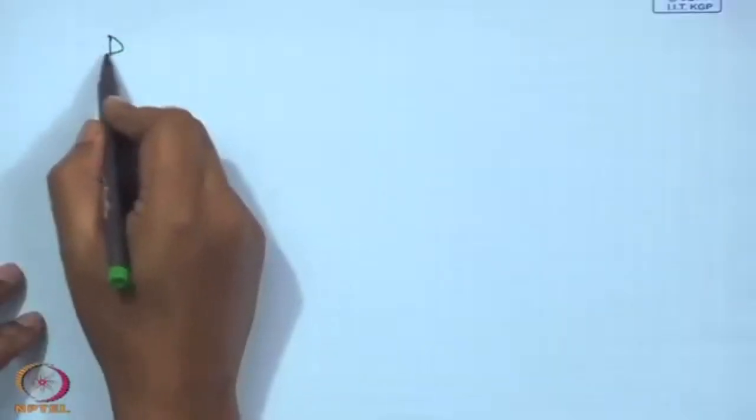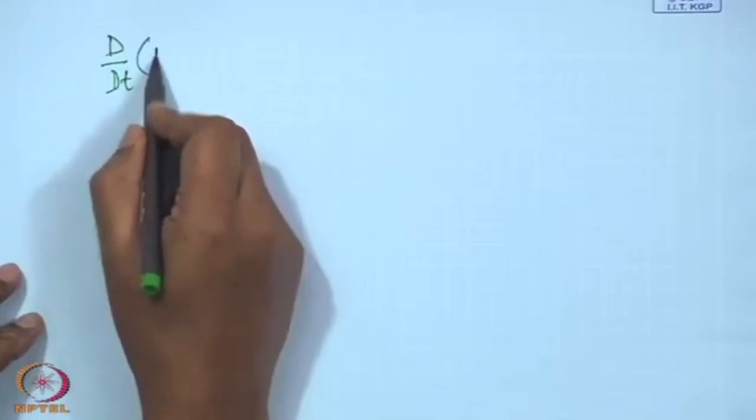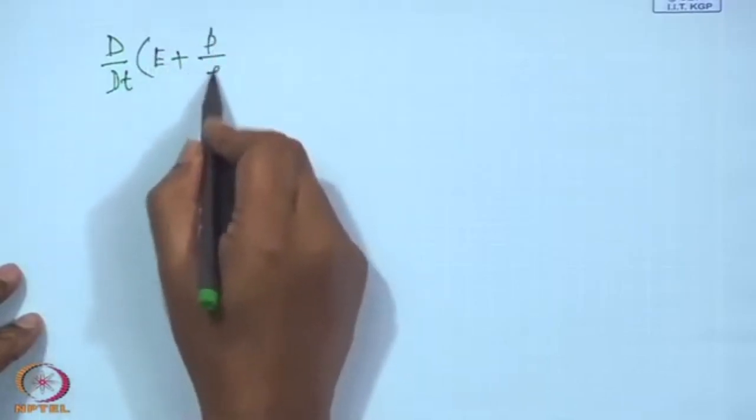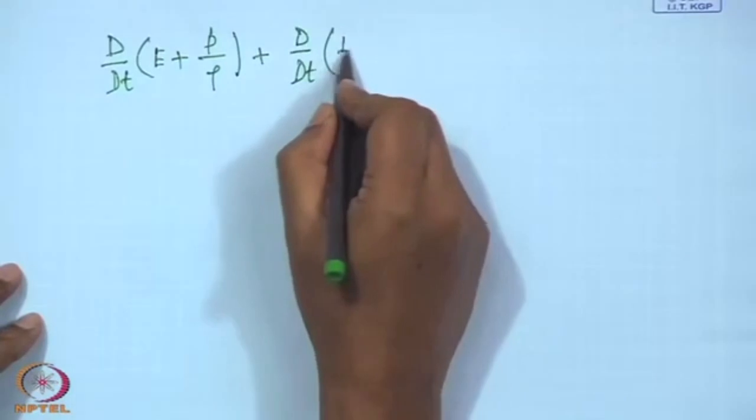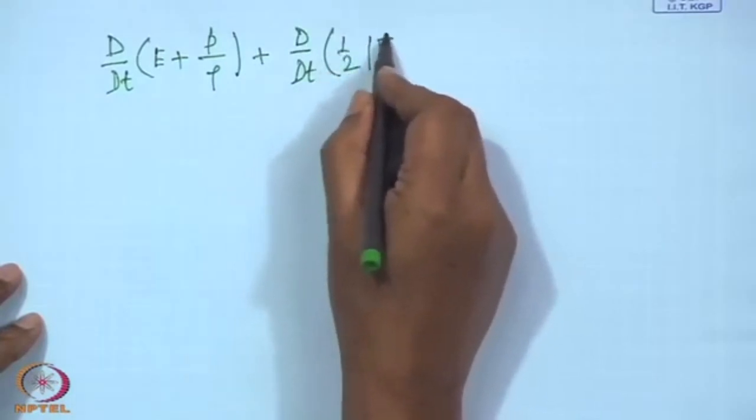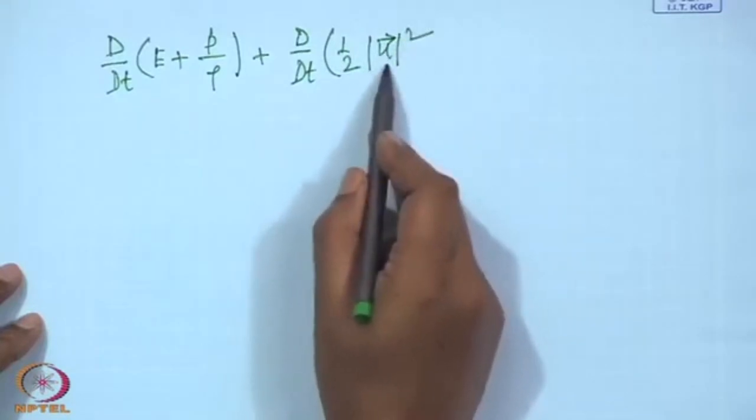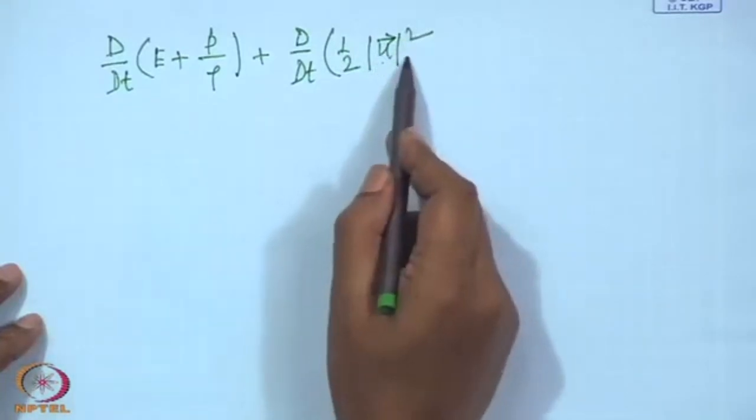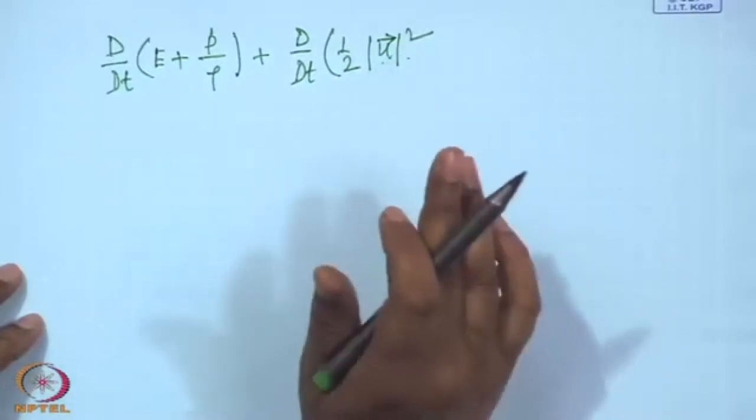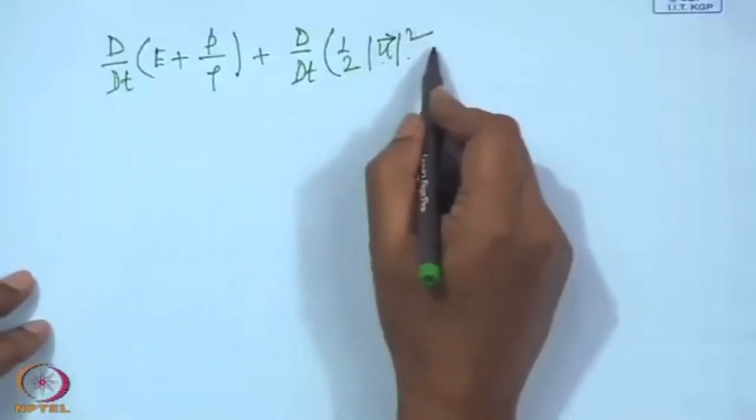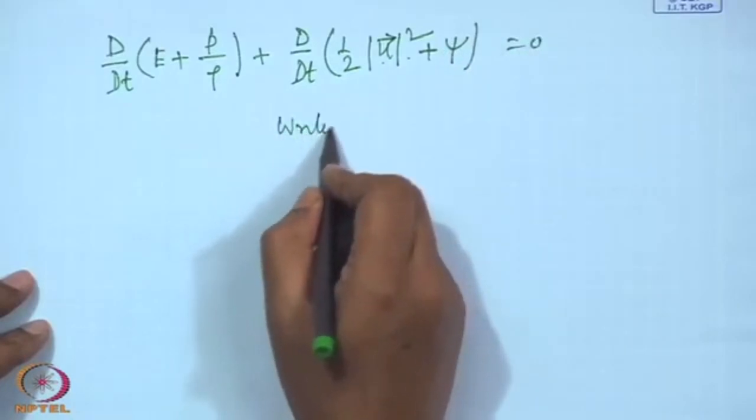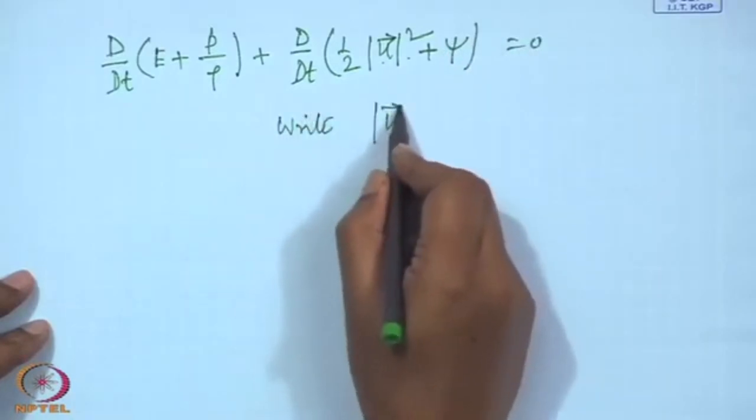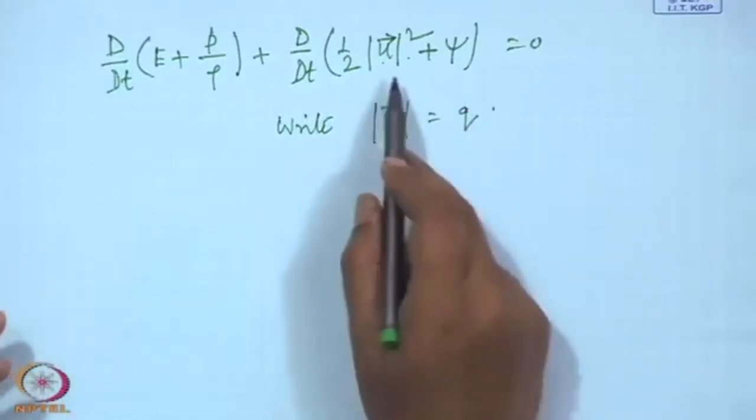Once again come back to this equation, see d dt of E plus p by rho plus this part we will write separately, d dt of, I think we should write something separate for this quantity. This is actually the square of the speed. So, for speed I think we should write something, let us write q for speed, so that we do not have to write these things every time. Okay. So, we will just write this, the speed.